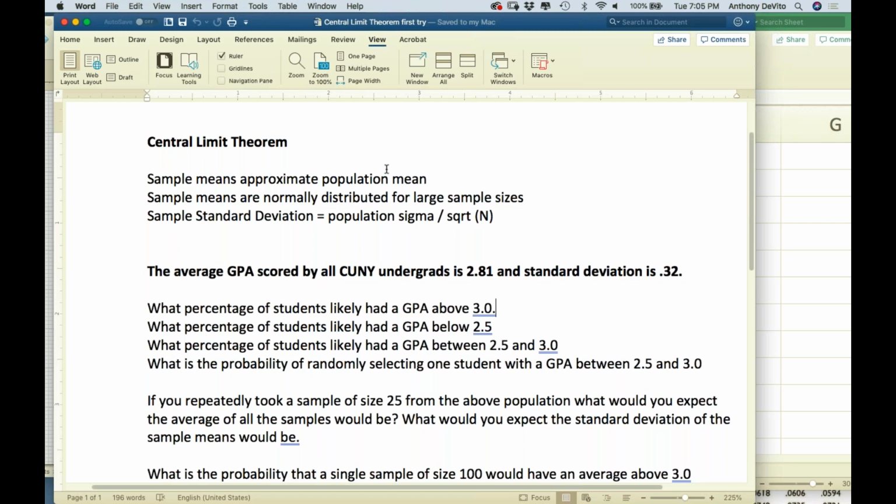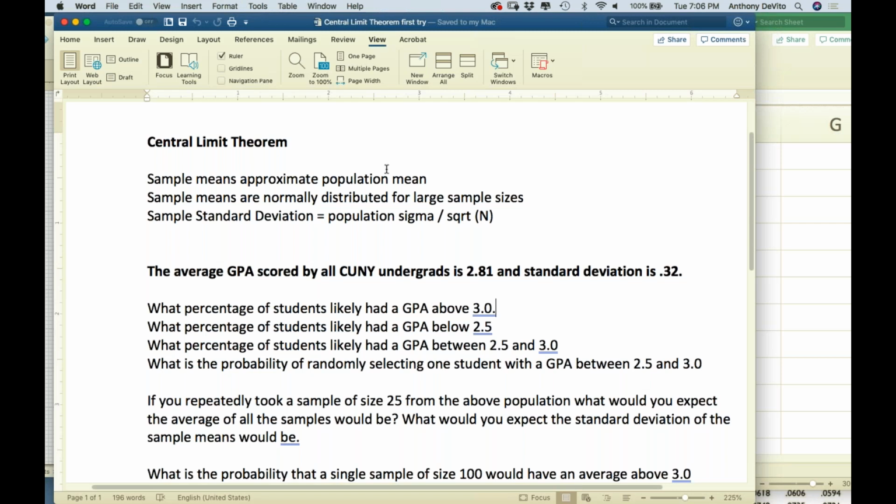And how much is that? What's the difference between the standard deviation of the population and the standard deviation of your sample distribution? The standard deviation of the sample distribution is the population standard deviation divided by the square root of the sample size that you have. So now you have a new standard deviation for all these repeated sample means, right?